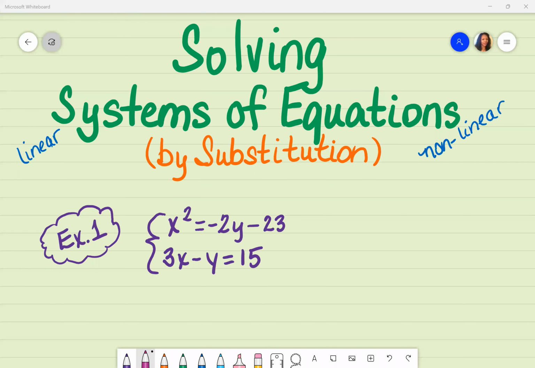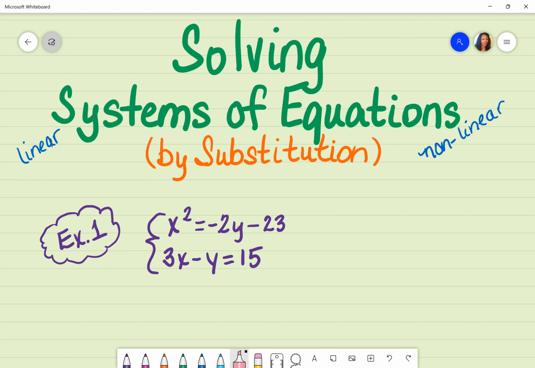I will be discussing how to solve systems of equations, both linear and nonlinear, but I'm going to use the substitution method. For example 1, we're given the different types of systems. We have a quadratic and a linear together. So what I'm going to do is just isolate a variable. I have a choice. I can either isolate my x, or I can isolate my y, or I can just literally substitute in if I wanted to.